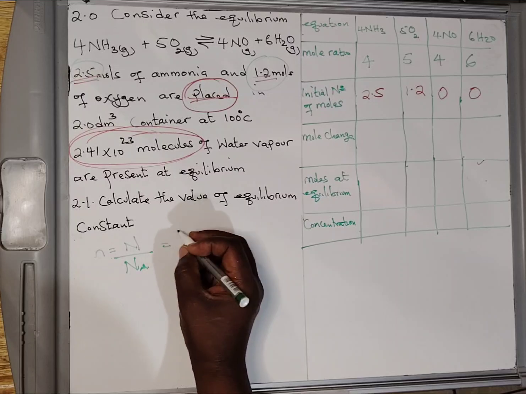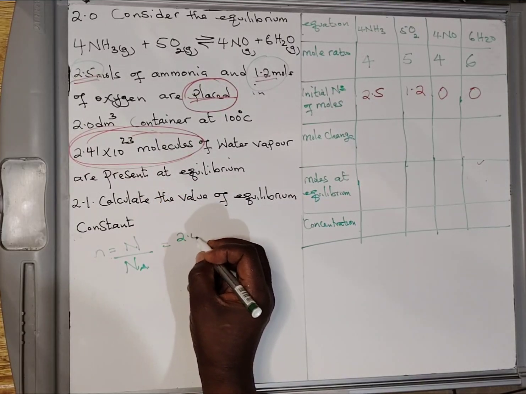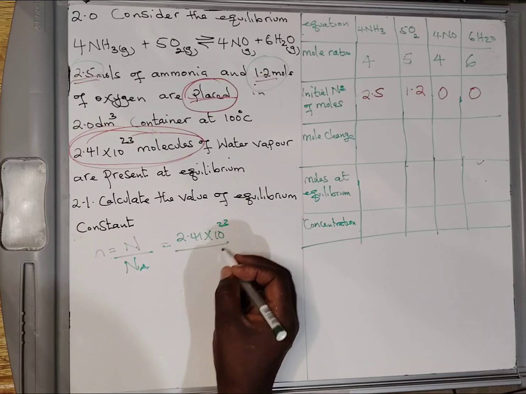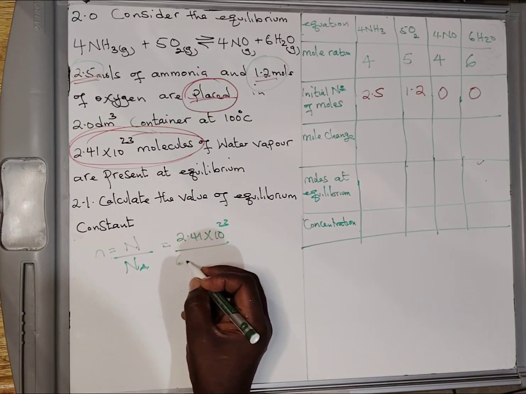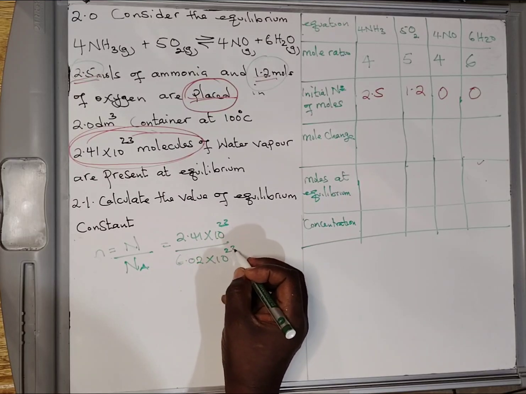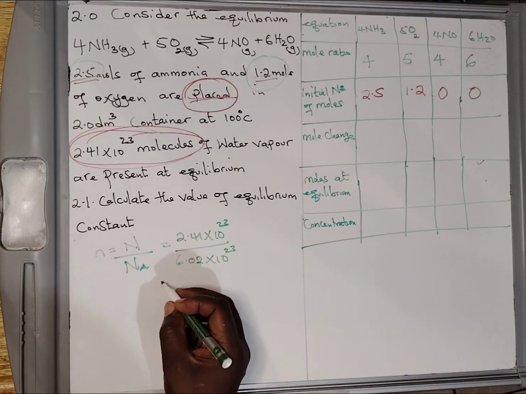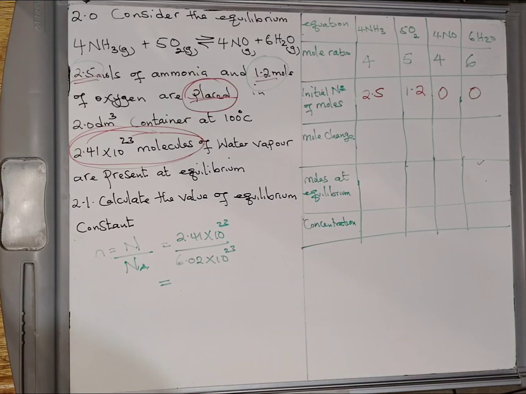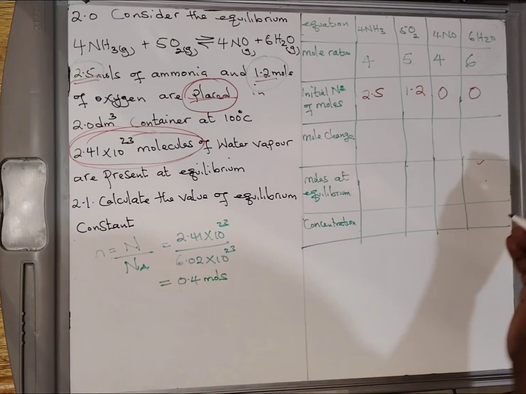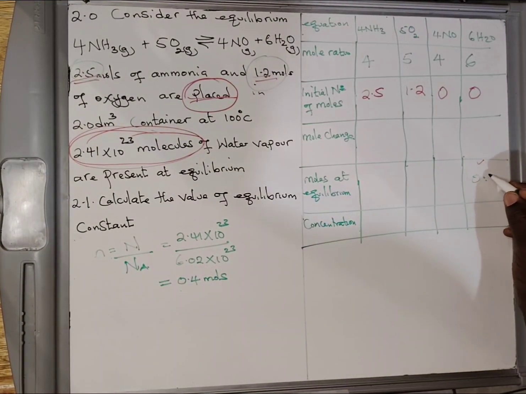So what is the number of entities? It is 2.41 times 10 power 23. And what is Avogadro number? 6.02 times 10 power 23. This gives you the number of moles. So let us press the calculator and find out what we have. So we get the number of moles as 0.4. So we put it where it belongs.